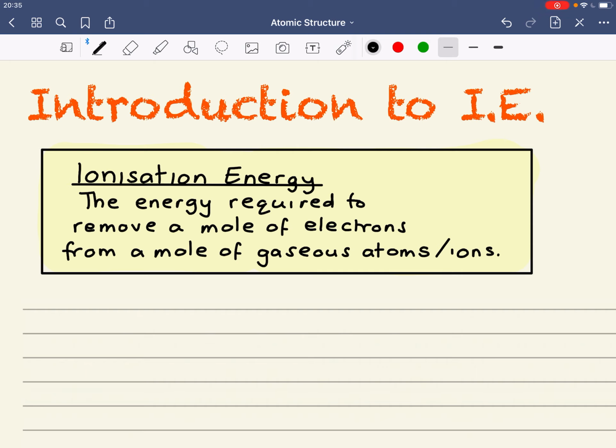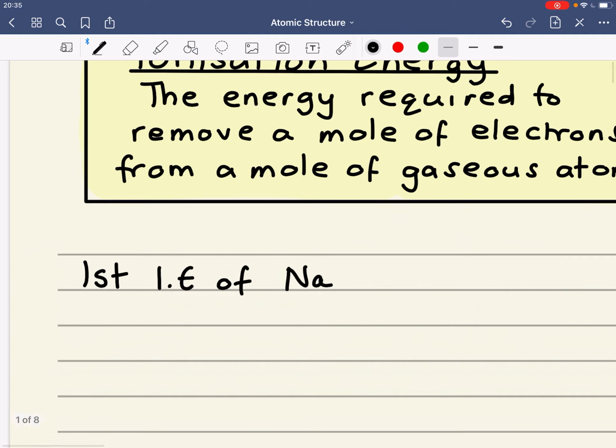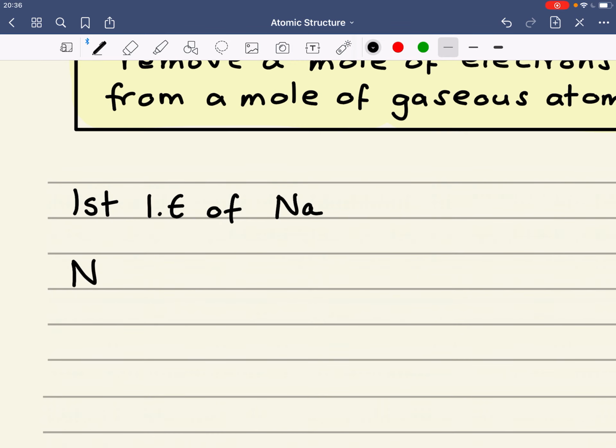That's the energy required to remove the first electron. And that would be the energy required to remove a mole of electrons from a mole of gaseous, and here we'd have to say atoms. So it's also common for the exam board to ask you to write an equation for a particular ionisation energy. And the first ionisation energy of sodium, the equation for that will be as follows.